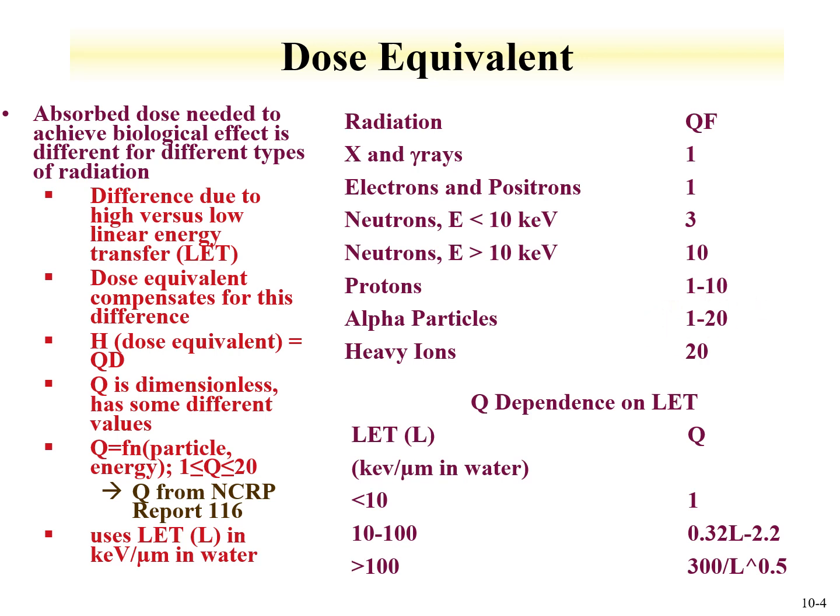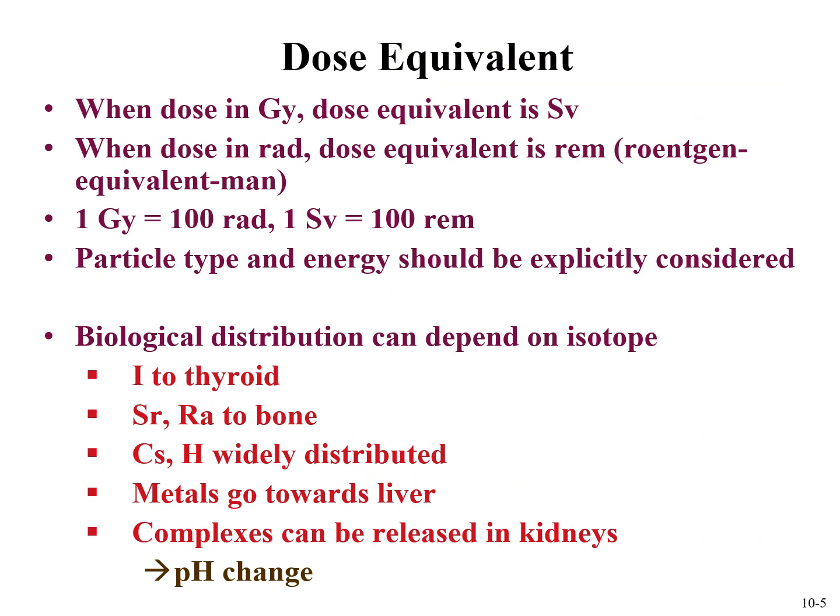So simply put, for the work that we'll focus on, we'll use 1 for photons, 1 for electrons, and for alpha particles we'll use 20 to convert from a dose to dose equivalent. So when the dose is in gray, the dose equivalent is in sievert. When dose is in rad, the dose equivalent is in rem. Again, as we mentioned before, 1 gray is 100 rad, so 1 sievert is 100 rem.